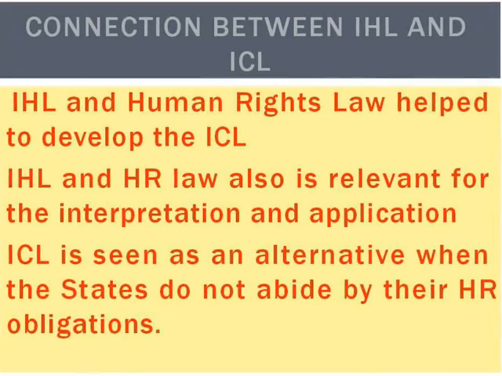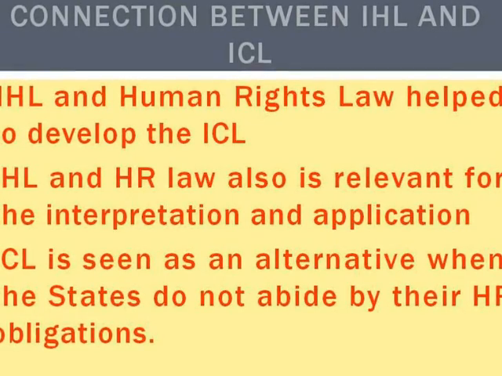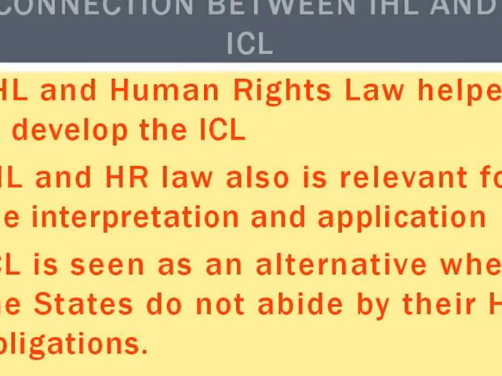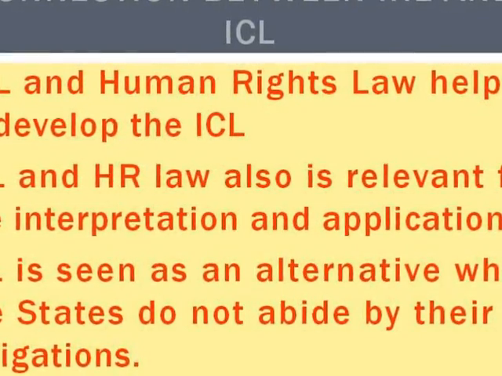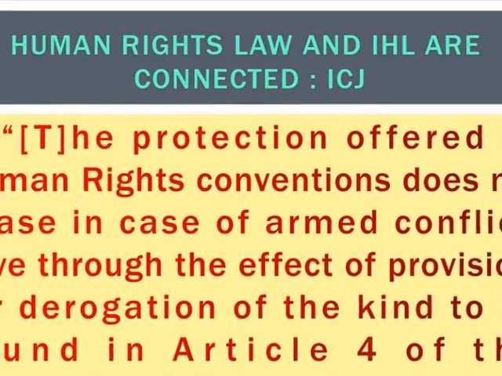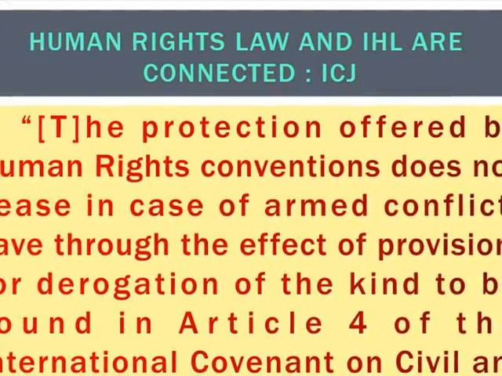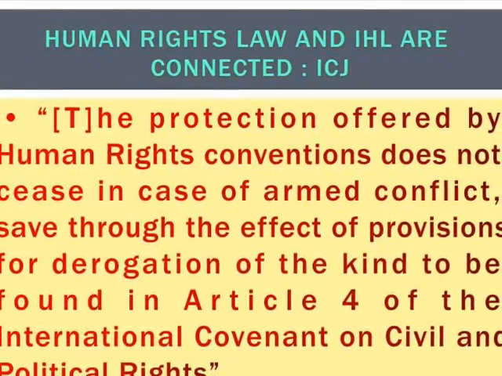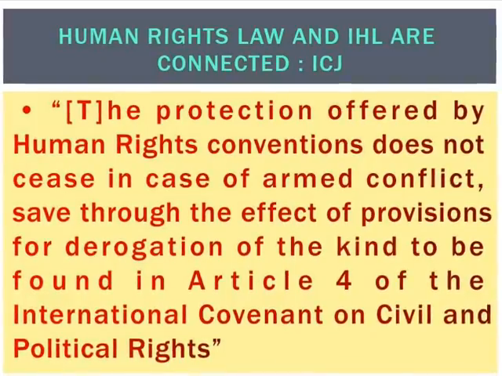Connection between international humanitarian law and international criminal law. International humanitarian law and human rights law help to develop international criminal law. They are also relevant for its interpretation and application. International criminal law is seen as an alternative when the states do not abide by their human rights obligations. Human rights law and international humanitarian law are connected, and are applied in the international criminal courts of justice. The protection offered by the human rights conventions does not cease in case of armed conflict. It is subject to the effects of the provisions for derogation, of the kind to be found in Article 4 of the International Covenant on Civil and Political Rights.